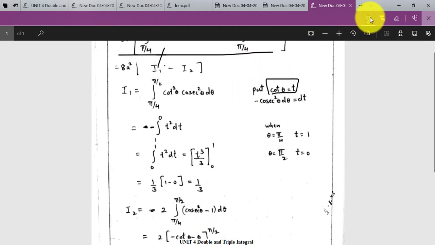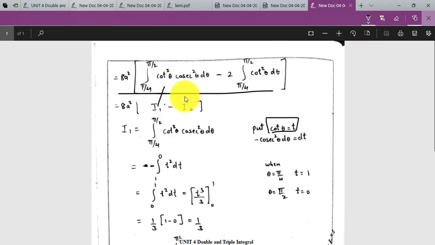Okay, my marker is not working. Yeah, now it is. Fine. So this is I1 and this is my I2.